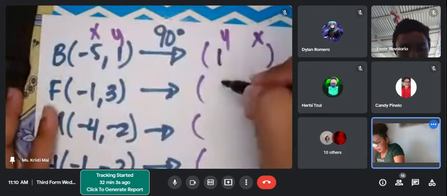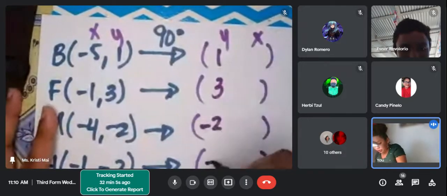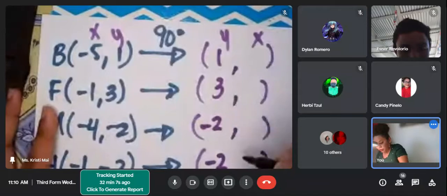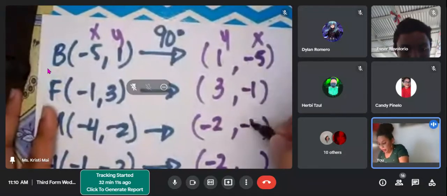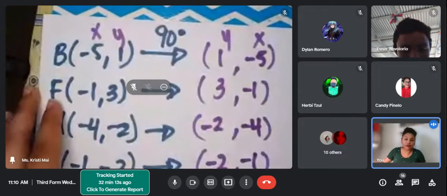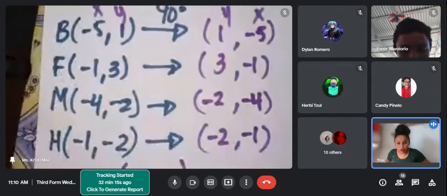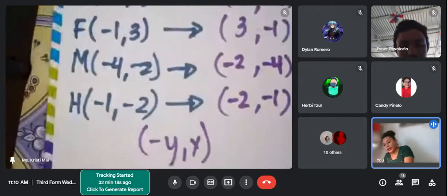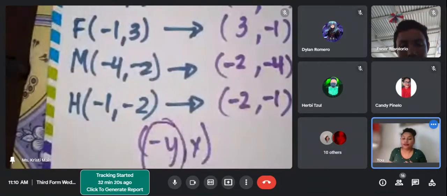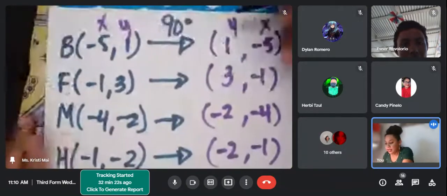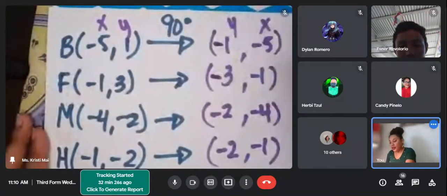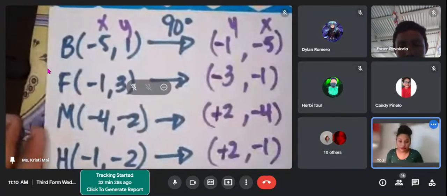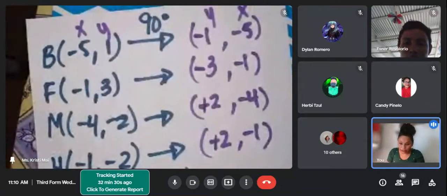I'm going to have 1, 3, negative 2, negative 2. And then I'm going to have negative 5, negative 1, negative 4, negative 1. Right? I have those ones. But here, the y is negative. So I need to write the negative of these ones. Negative, negative, positive, positive. Right?